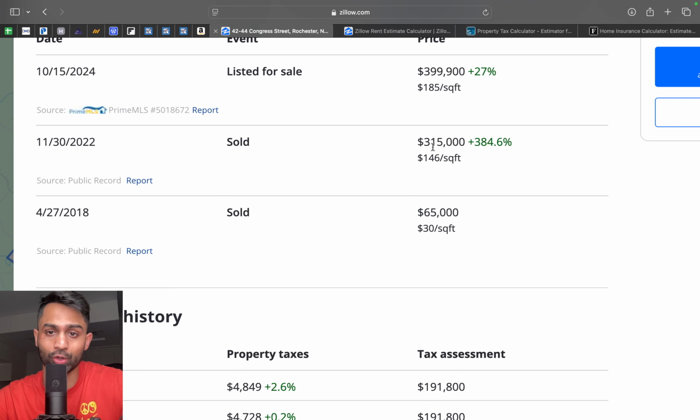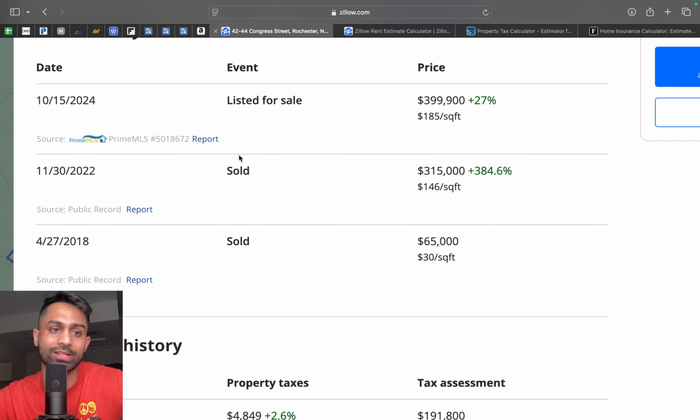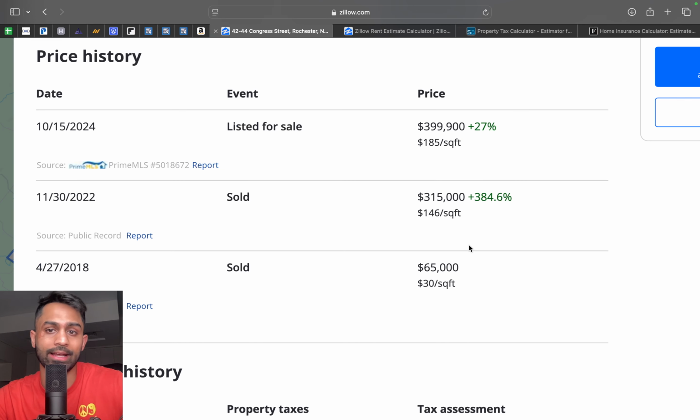And that was again sold for $315,000. That was almost a 400% increase, or $146 per square feet. And now it's listed for sale 2 years later for almost $400,000, so 27% gain. So what you'll notice is, again, in this 4-year period, we saw almost a 400% increase, and in a 2-year period, a 27% increase, now at $185 per square feet.